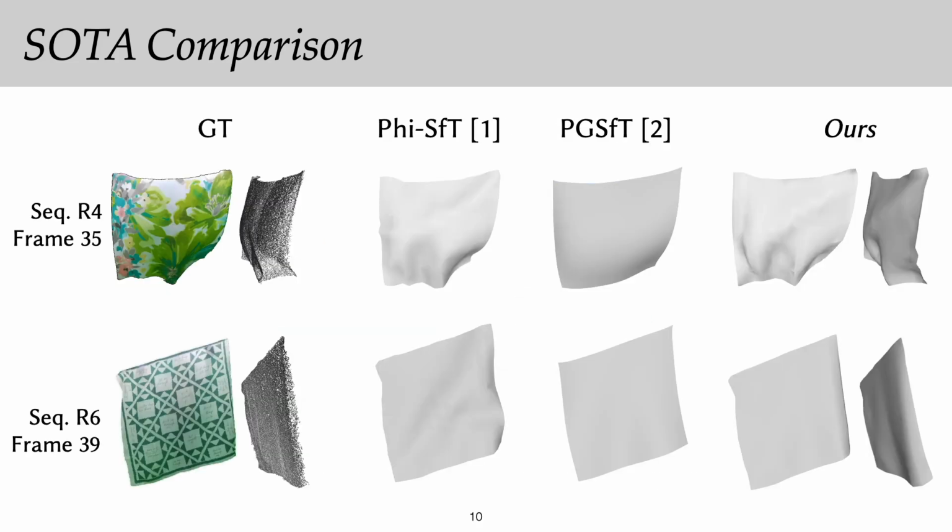Our method captures fine wrinkle and high curvature details effectively. Phi-SFT could reconstruct some folds while PGSFT tends to over-smooth the surfaces. In self-occlusion cases such as sequence R6, our reconstructed shape aligns more closely with the ground truth.